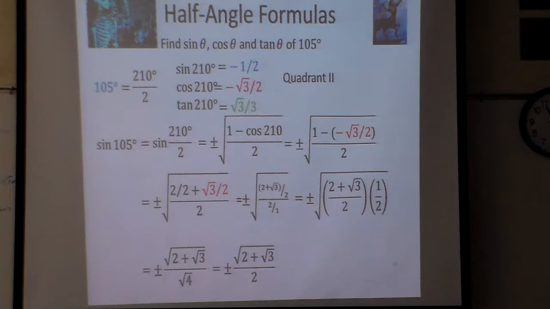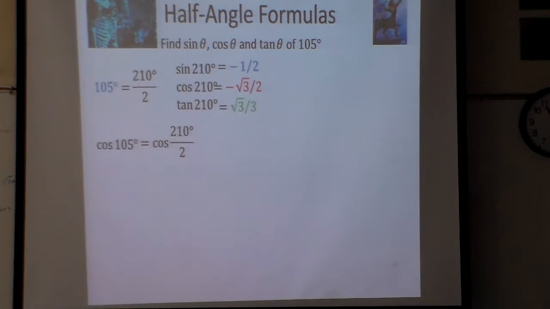All right. So it's in quadrant 2. What is sine in quadrant 2? As 105 is in quadrant 2, sine is positive, so my answer is only the positive one, not the negative one. We have to go back and look at what quadrant we're in. In quadrant 2, sine is positive.